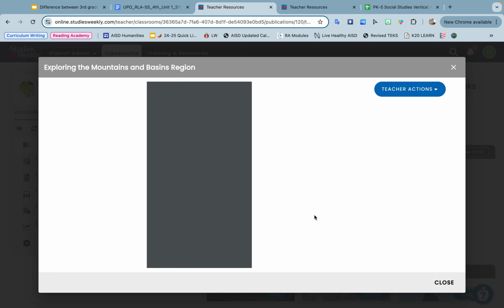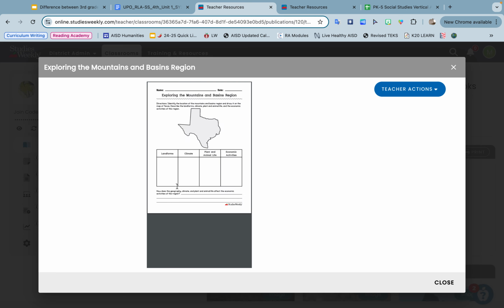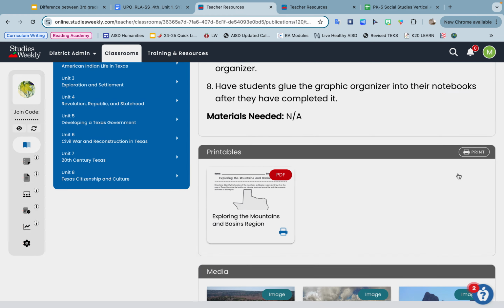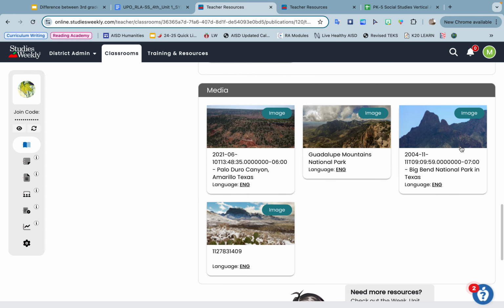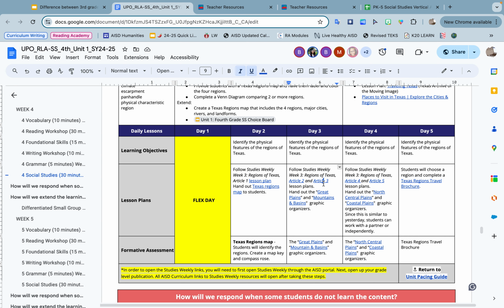I'm probably going to do this for all 4 regions and have them put it into their interactive notebook so that they can reference this information. And then at the end, they can compare how the geography of each of the 4 regions affects Texas. And again, we have some more media showing pictures from the mountains and basin region. All right, so there's the Great Plains organizer again and the mountains and basins organizer, and they're going to complete those in this lesson.